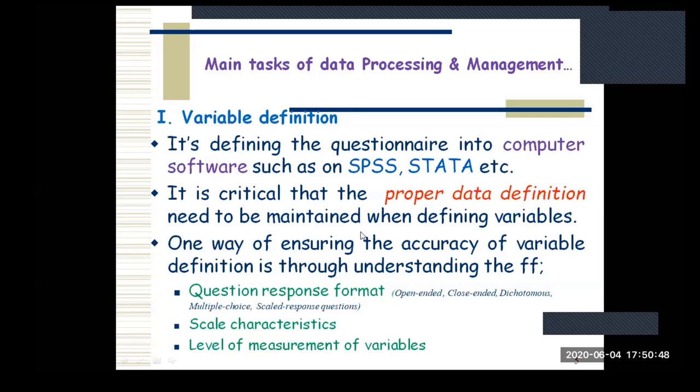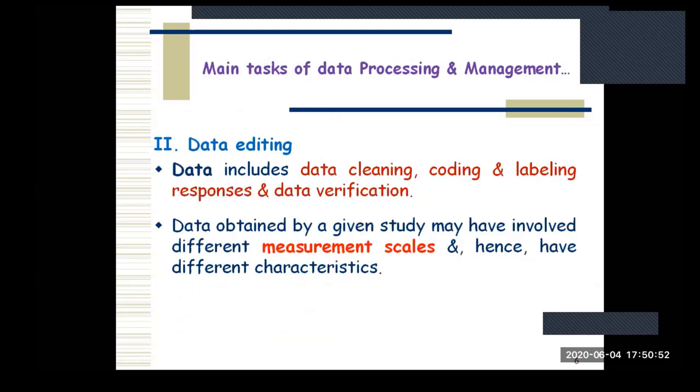Then the second step in data processing and management is, once you define variables on these software, you also need to include data cleaning. Particularly, you must make sure that proper data with proper variables is inserted on the computer. You also need to ensure proper coding, and provide a proper description for the responses to these software. That is labeling responses, explaining in detail what is already in the questionnaires to these software. You also need to check the data verifications: whether the data is inserted on this software properly, as per the definition. That is also what we call data editing.